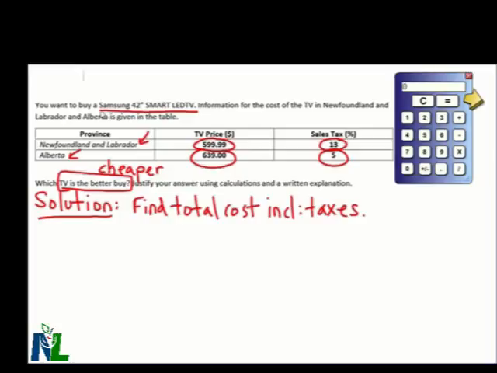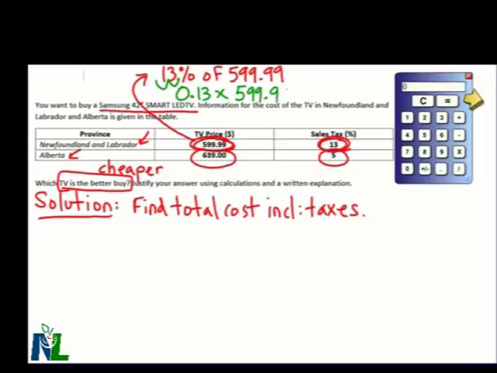So we need to find 13% of this number. So I come up above, I need to find 13% of 599.99. When we change our percentage into a decimal, we have to divide it by 100, which has the effect of moving the decimal, which is here, 2 places to the left. So that gives me 0.13 multiplied by 599.99.